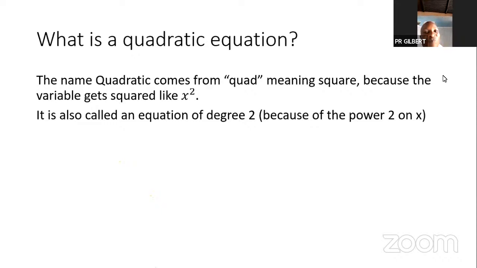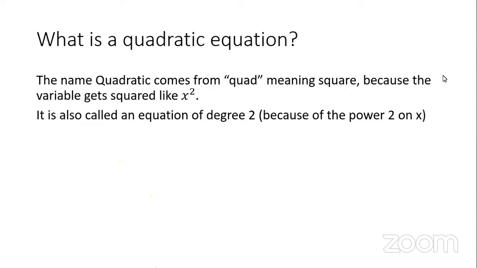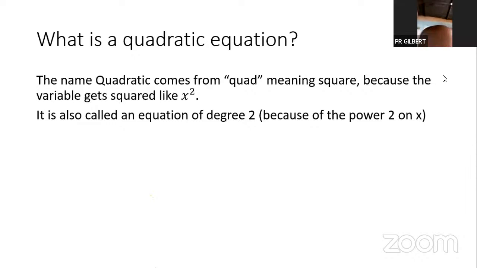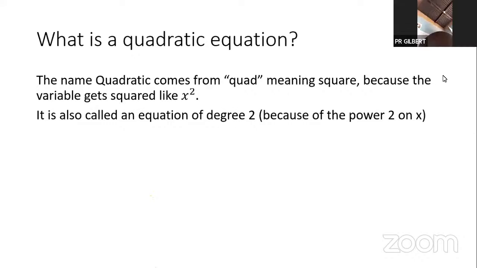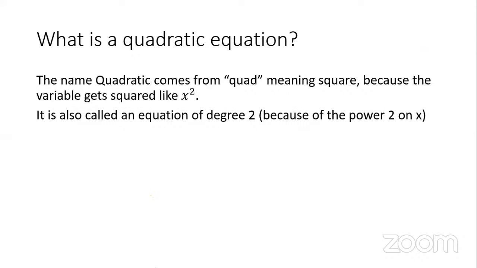Okay, good morning. Good morning. I'm going to read what is quadratic equation. The name quadratic comes from quad, meaning square, because the variable gets squared like x squared. It is also called an equation of degree 2, because of the power 2 on x.